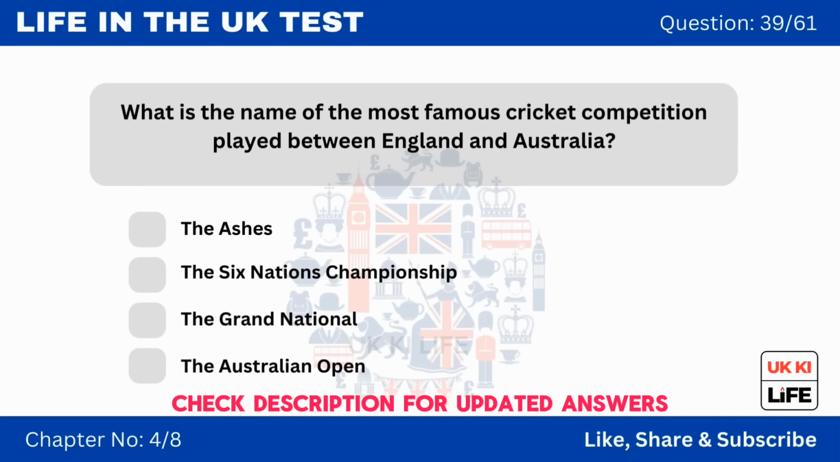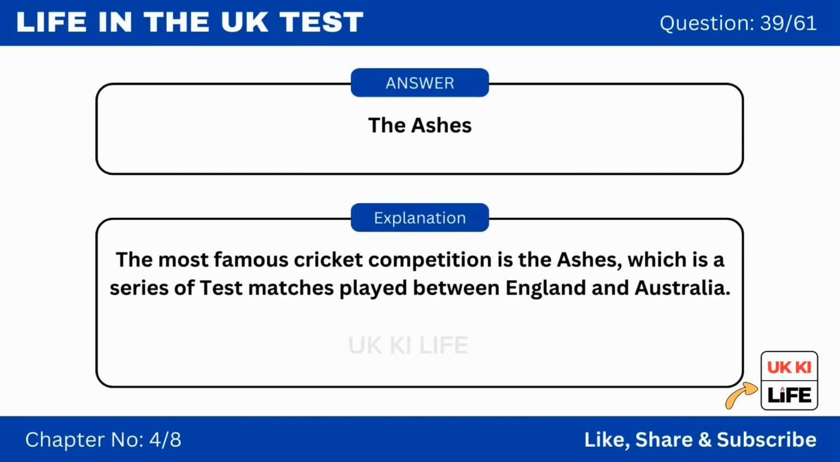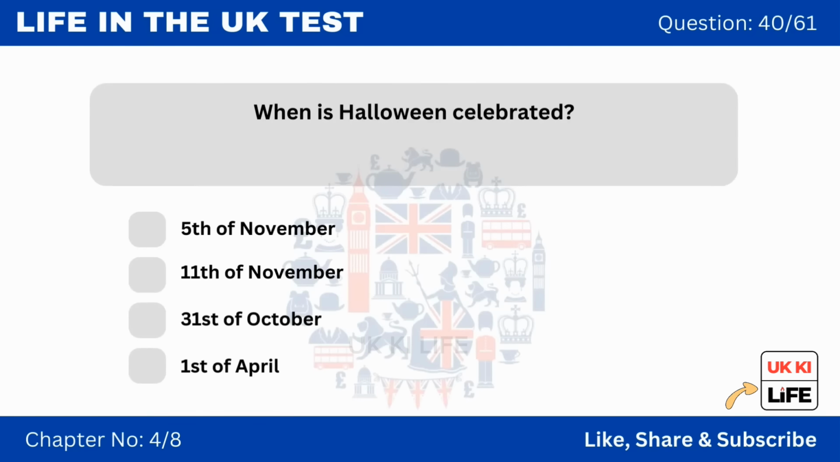The Ashes, the Six Nations Championship, the Grand National, the Australian Open. The correct option is A. Explanation. The most famous cricket competition is the Ashes, which is a series of test matches played between England and Australia. Question 40. When is Halloween celebrated?